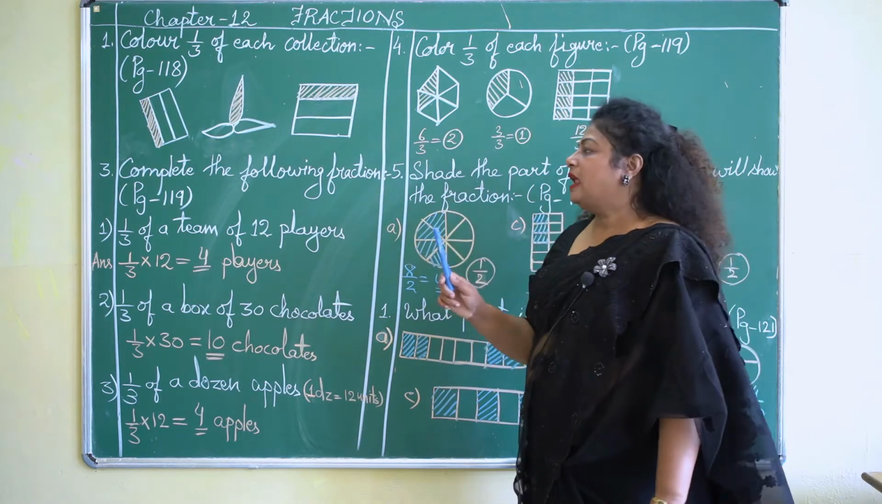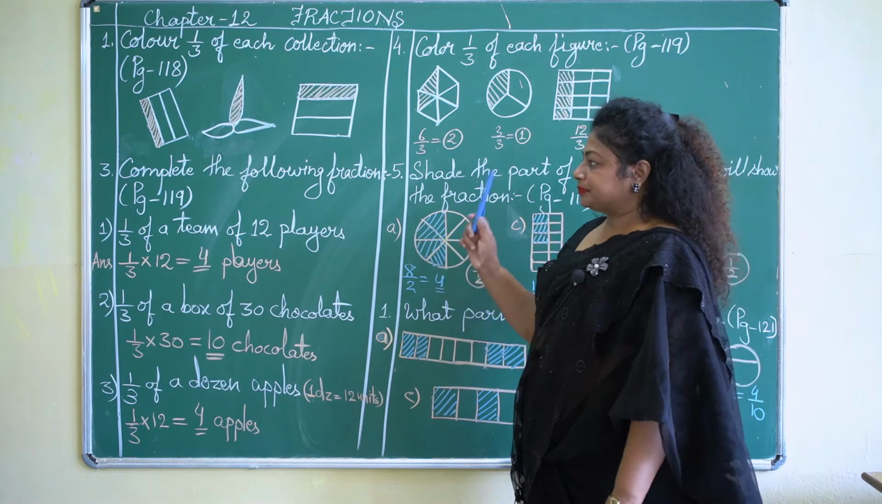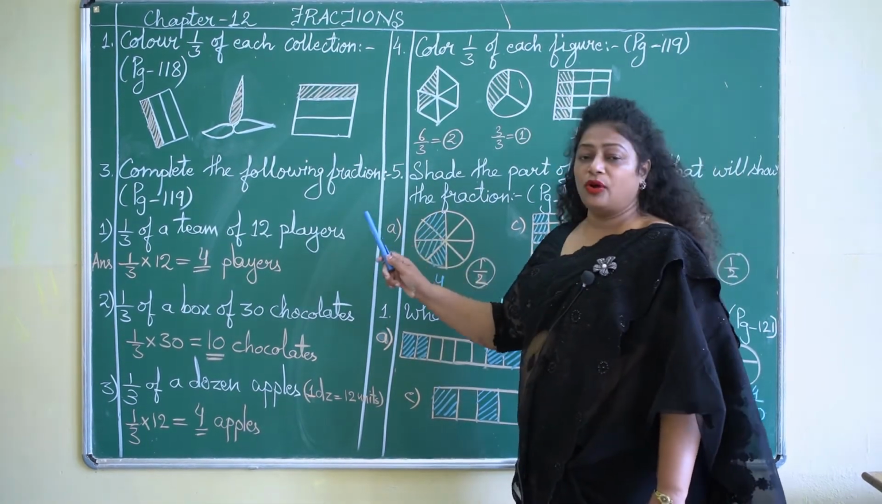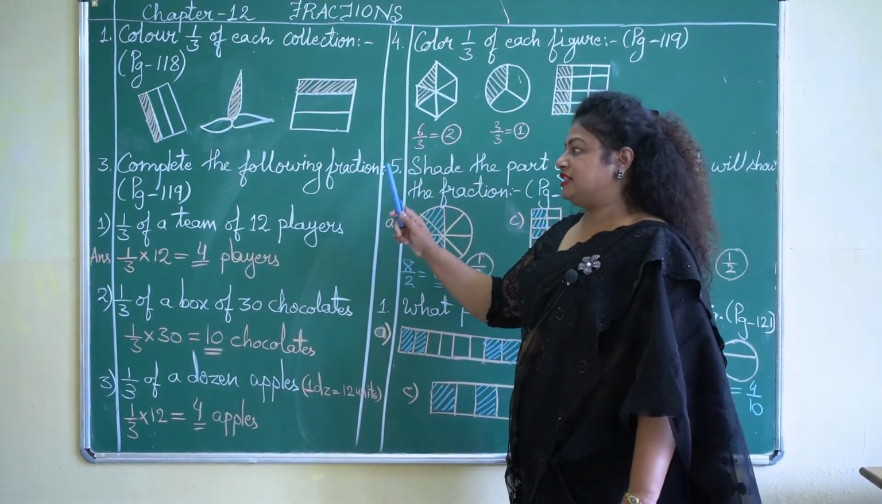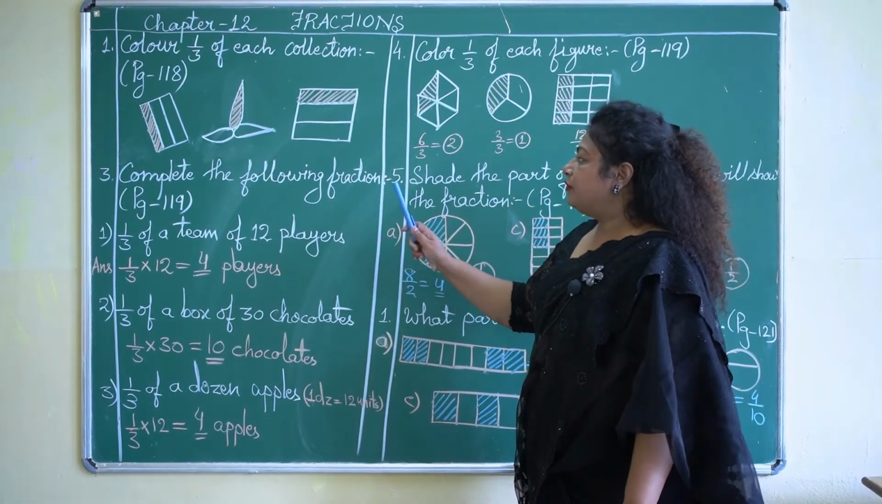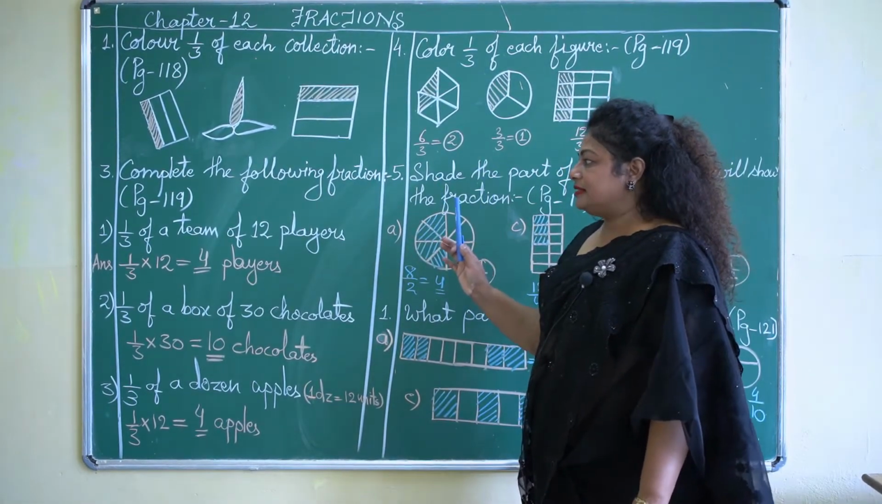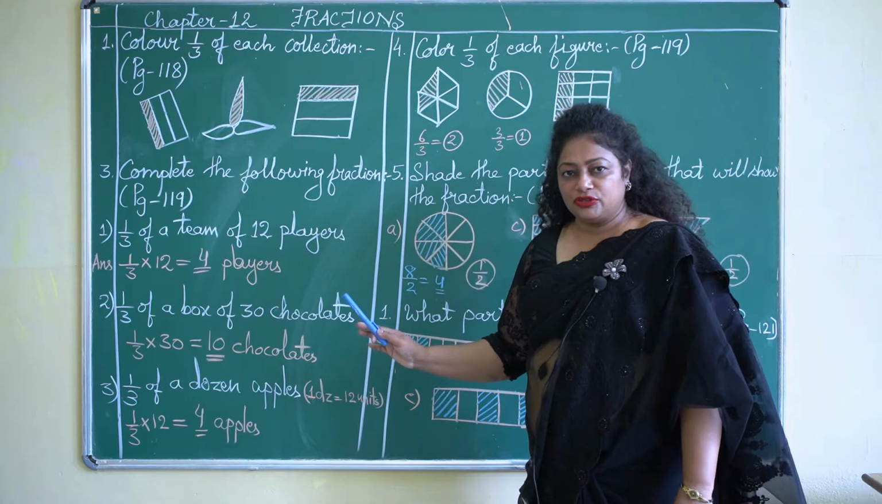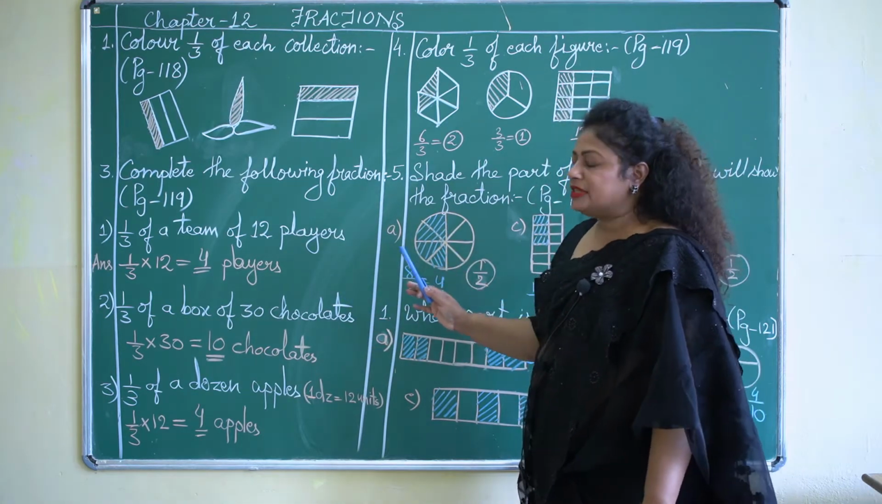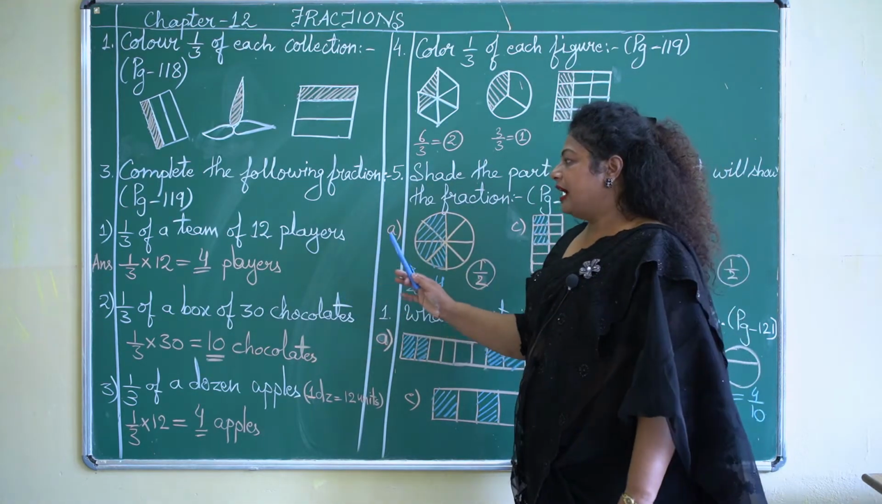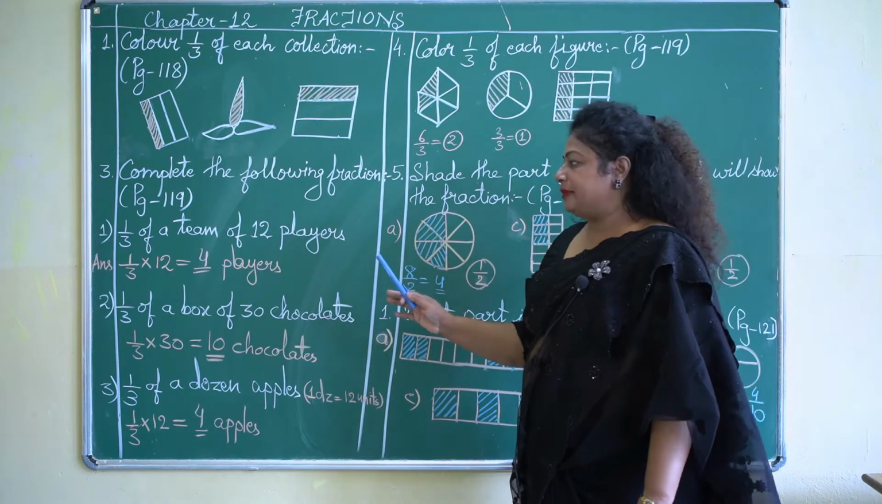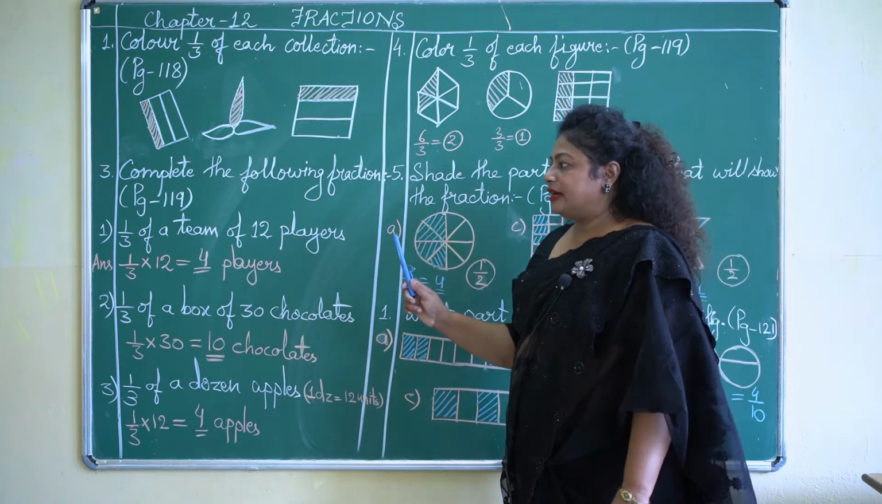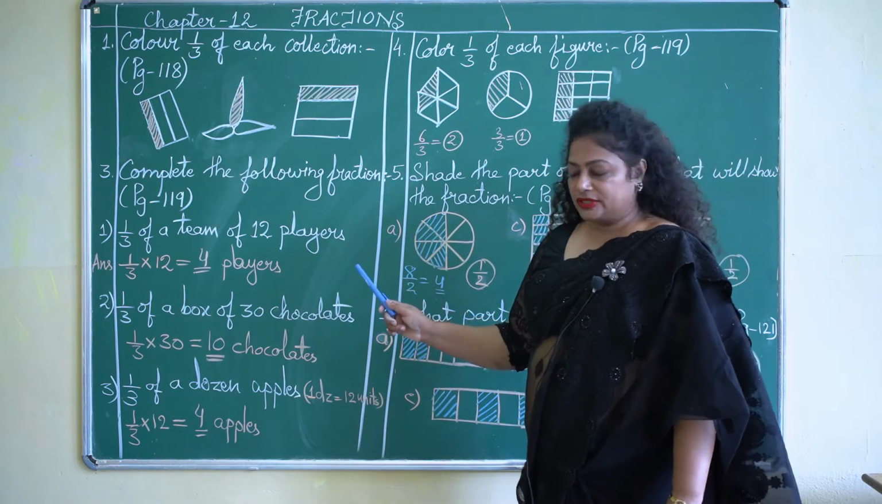Now children, I am reading out to you the question number given on page number 119. Complete the following fractions. That means some statements are given to you, and according to the information given in the statement, we have to solve the problem. That means we have to give the solution. So let us read the first question.